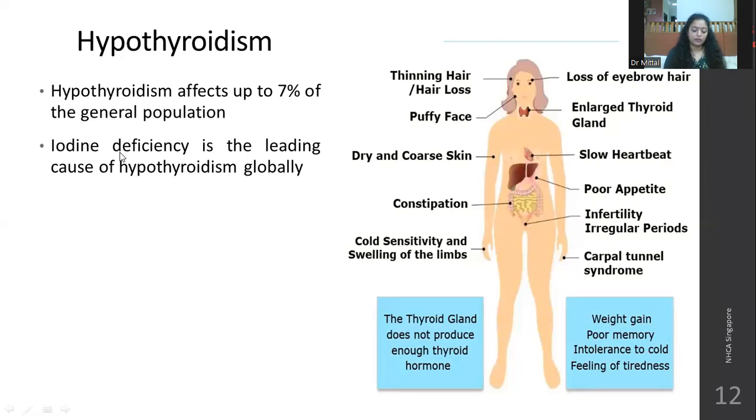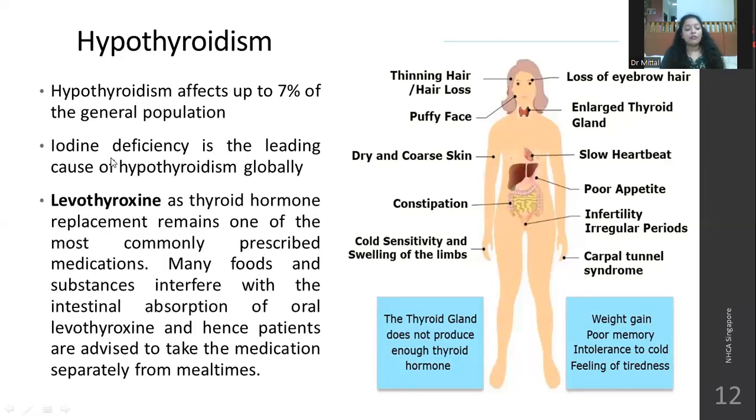Levothyroxine is the generic name of the medication given as a hormone replacement for thyroid hormone, and it is one of the most commonly prescribed medications. Many foods and substances also can interfere with how levothyroxine is absorbed.